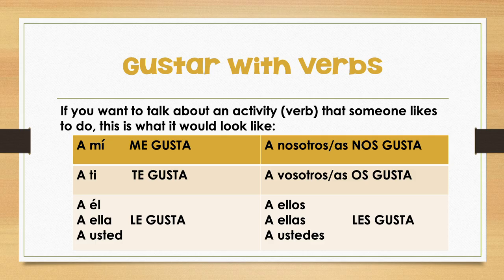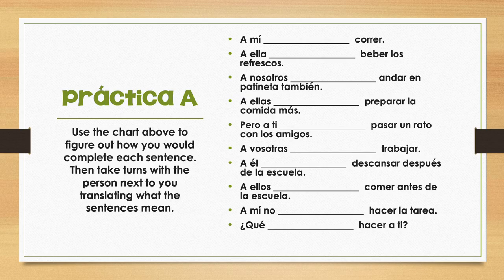All right, so those are the forms. Let's see if we can figure out which ones to use. So we're going to do a little practice here. Use that chart and figure out all of these sentences are talking about a verb that someone likes to do. Which form of gustar, me gusta, te gusta, le gusta, nos gusta, os gusta, or les gusta would go in the blank. So a mí blank correr. A ella blank beber los refrescos. A nosotros blank andar en patineta también. A ellas blank preparar la comida más.